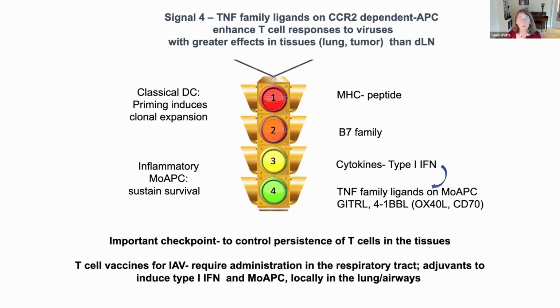And so we think this is a really important positive checkpoint for T cells in the tissue and needs to be thought about during vaccination. So for influenza virus, where we know for tissue resident memory, you need local delivery of antigen to the respiratory tract, we need to think about whether we're also inducing type 1 interferons and monocyte-derived antigen-presenting cells in our vaccine setting to get this protective response.